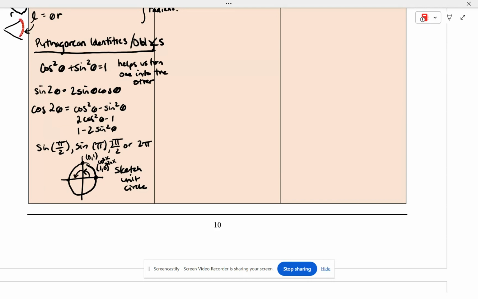I'm just walking you around it like we're in a garden. This is pi. This one's going to be negative 1, 0. Keep going. This is 3 pi over 2. This is going to be 0, negative 1. Keep going. This is 2 pi, back to where we started. Okay? So you can always sketch the unit circle to help you figure out the quadrantal angles.